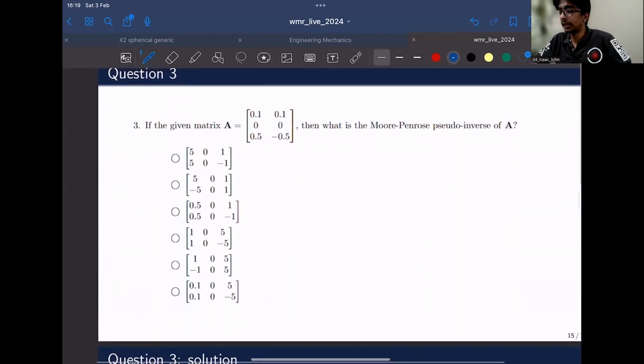Okay, so this is a numerical problem. You have a matrix over here, A, which is given as 0 0.1, 0 0.1. The next row would be 0, 0, then 0 0.5, minus 0 0.5. Then what will be the pseudo inverse? So here, what inverse would you be taking? Would it be the right pseudo inverse or the left pseudo inverse?